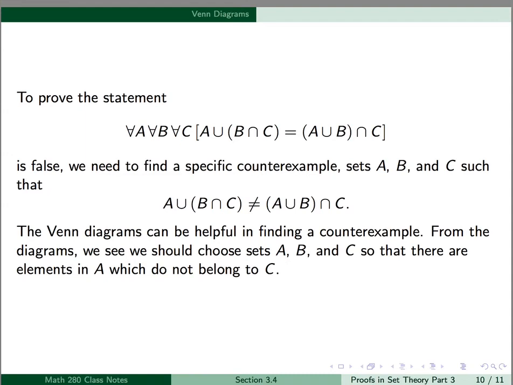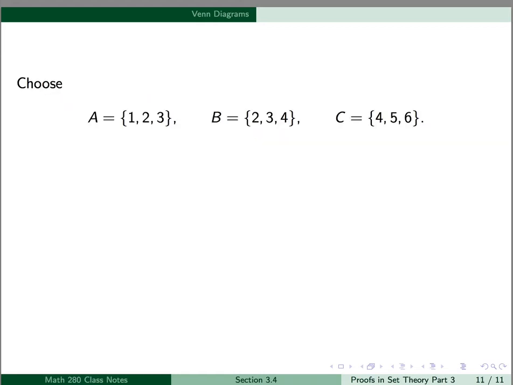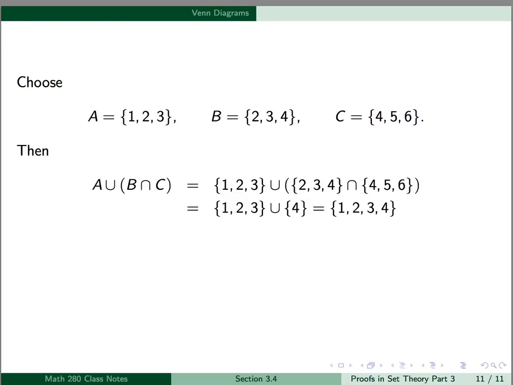From the diagram, you can see that we should choose sets A, B, and C so that there are elements in A which do not belong to C. So for instance, we can choose A to be the set containing 1, 2, 3, B the set containing 2, 3, 4, and C the set containing 4, 5, and 6. Then if we compute A union the quantity B intersect C, it will be the set A containing 1, 2, and 3, union the intersection. The intersection turns out to be the set containing just the single element 4, so taking the union we obtain the set containing 1, 2, 3, and 4.